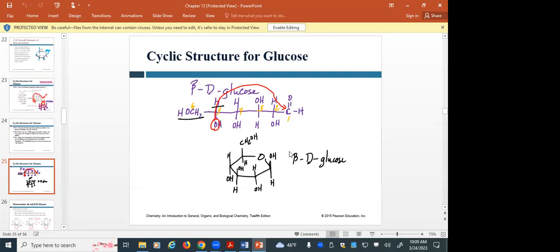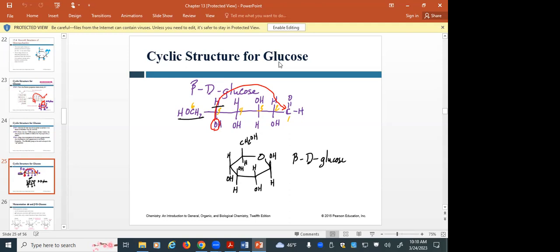And you can see it's beta because that OH group is in the up position as opposed to the down position. If these two were switched, if it was H on top and OH on the bottom, then it would be alpha D glucose. So alpha versus beta is up versus down, or more precisely down versus up.